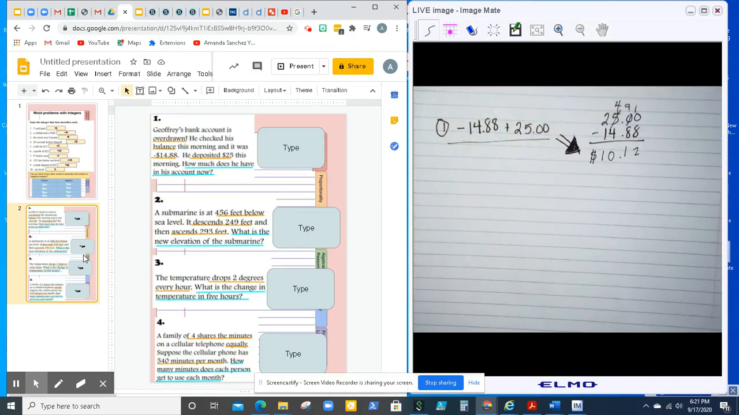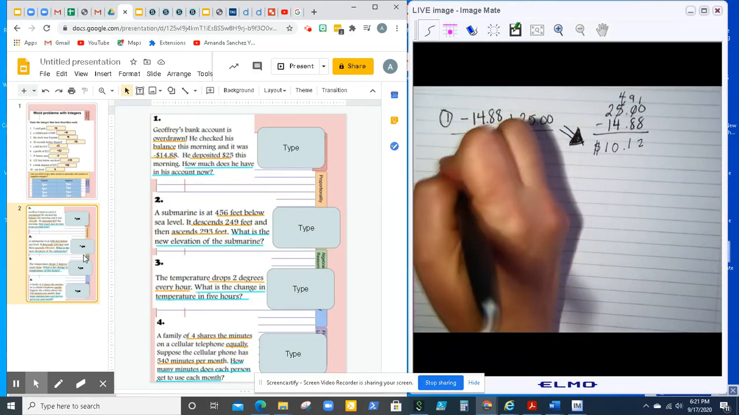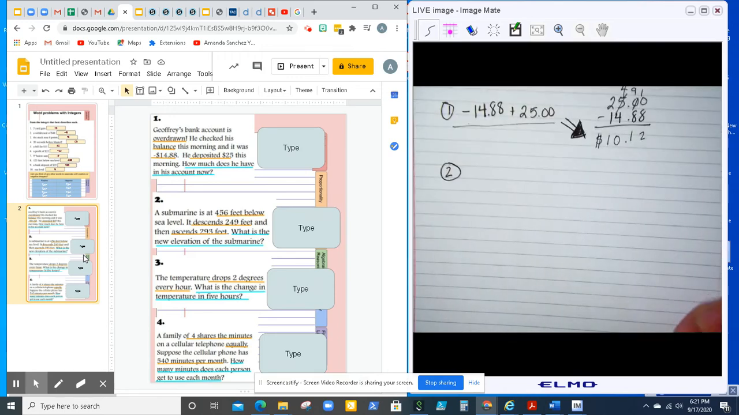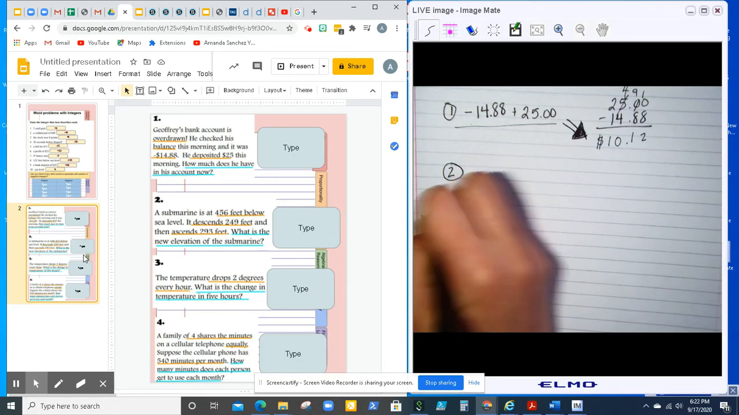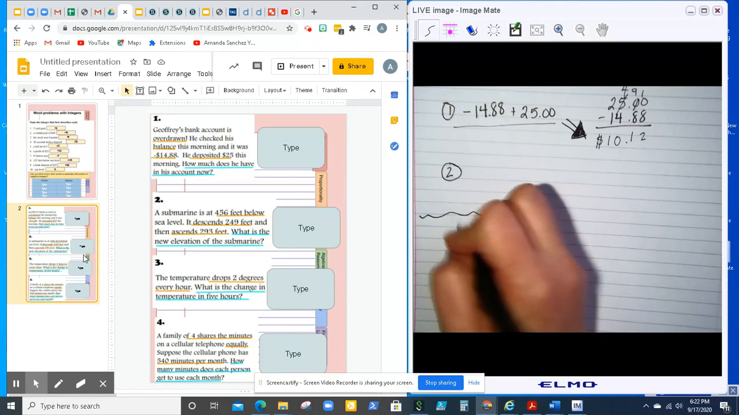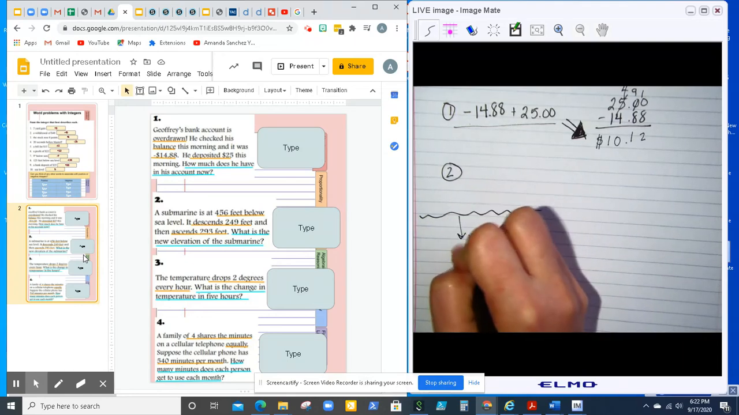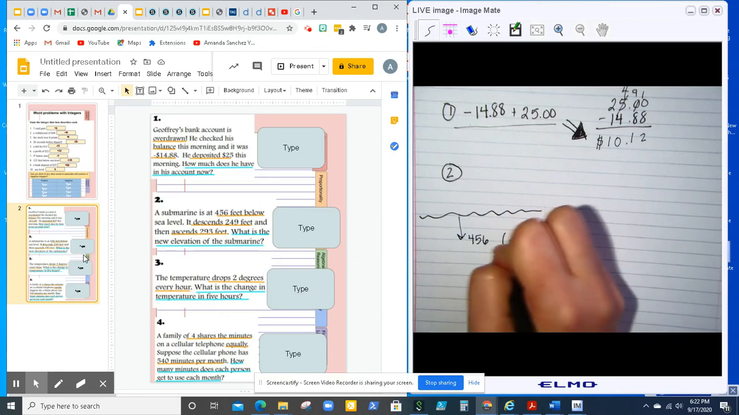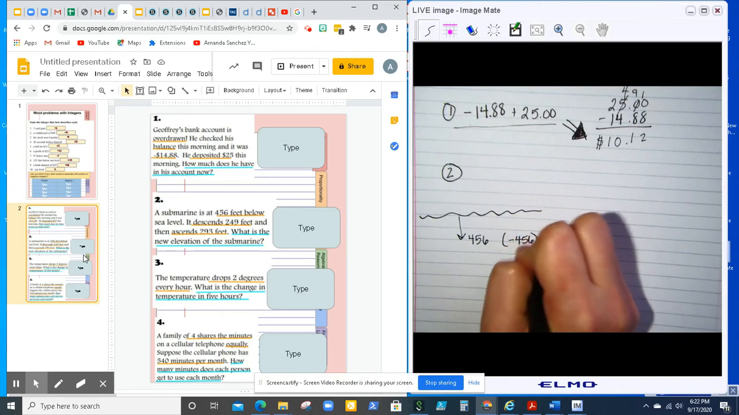Okay. All right, now number two has integers. A submarine is at 456 feet below sea level. So I'm going to draw a picture too. So I'm going to say this is my 456 below sea level. This is a negative 456.